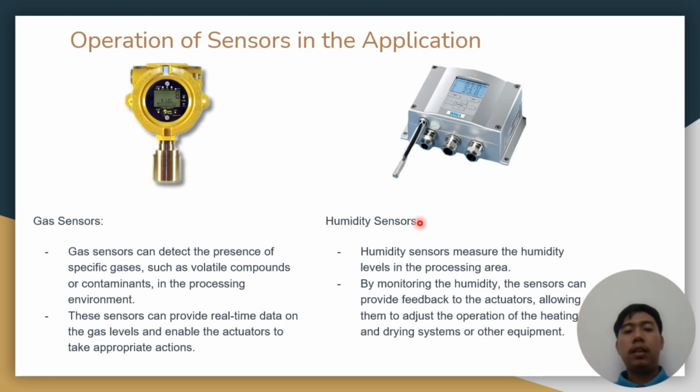And next is the humidity sensor. The humidity sensor measures the humidity level in the processing area. By monitoring the humidity, the sensor can provide feedback to the actuator, allowing it to adjust the operation of the heating and drying system or other equipment. For example, if the humidity is too high, the actuator can increase airflow or adjust the temperature to facilitate moisture removal and ensure optimal processing conditions.